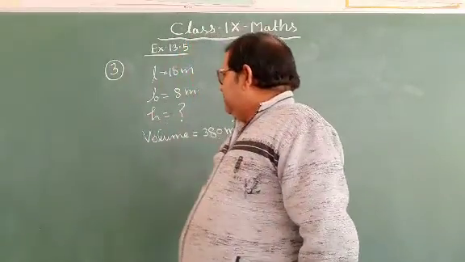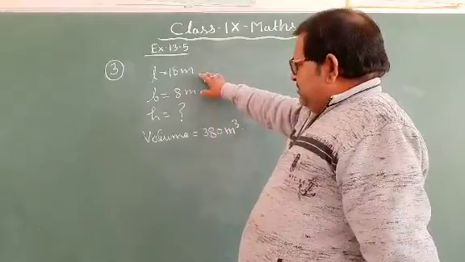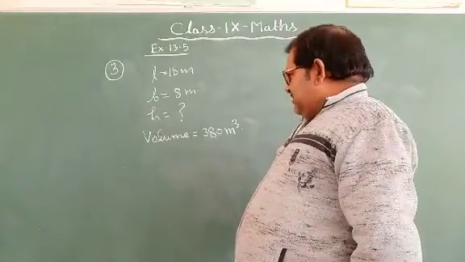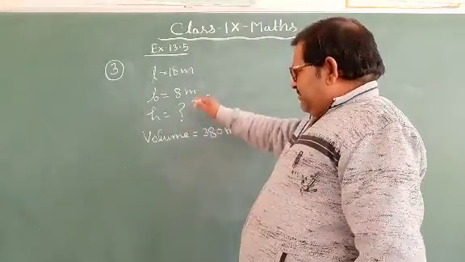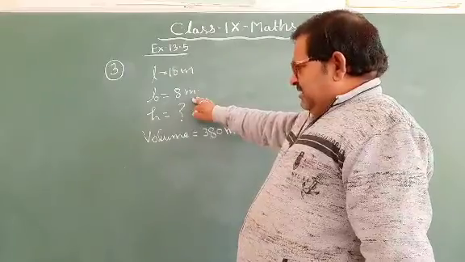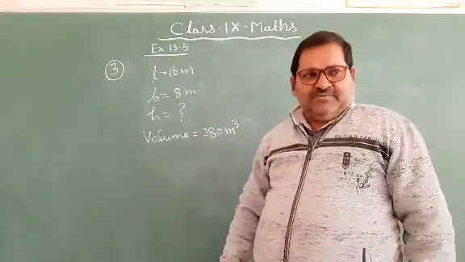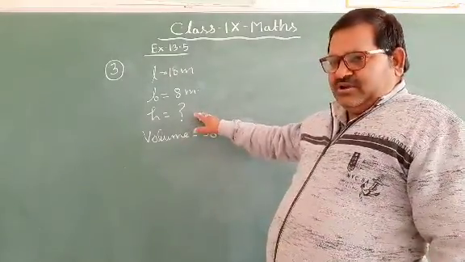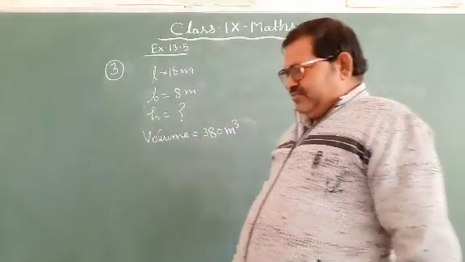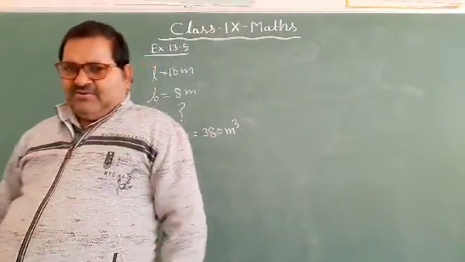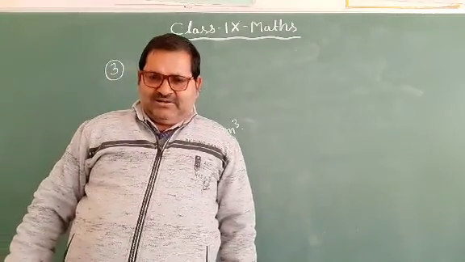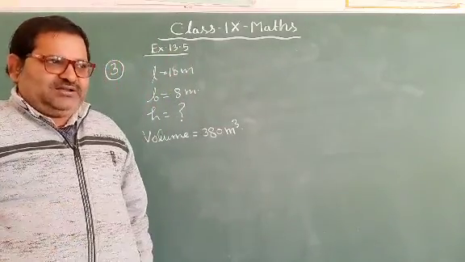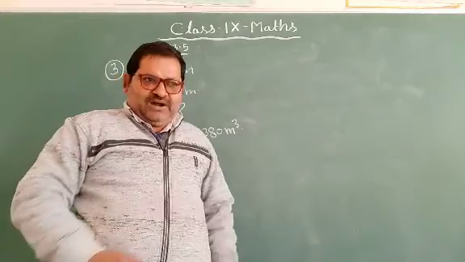Now see again. In this question, the length of the cuboidal vessel is 10 meter, breadth is 8 meter, and the height is unknown, and the volume of the cuboidal tank of water is given. So we find the height.